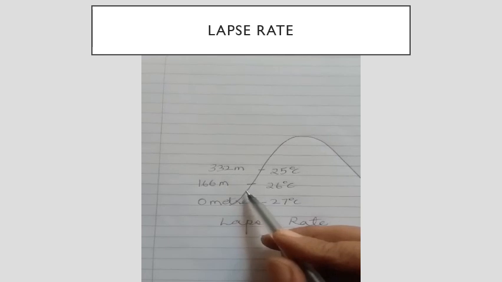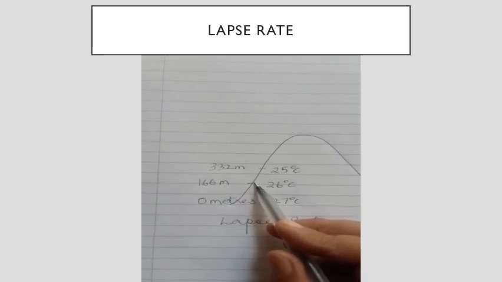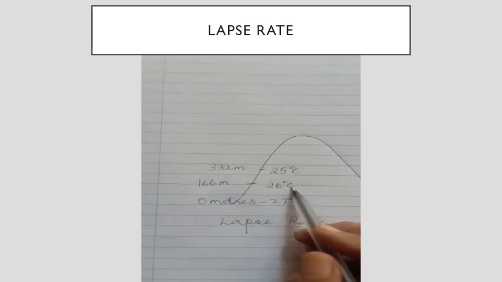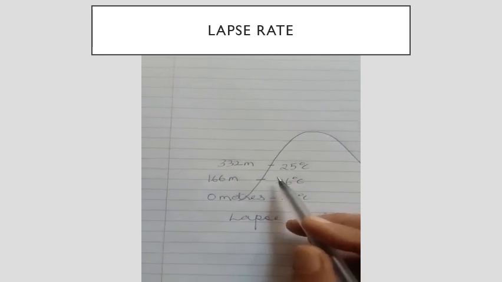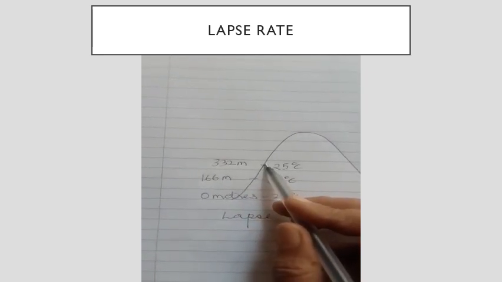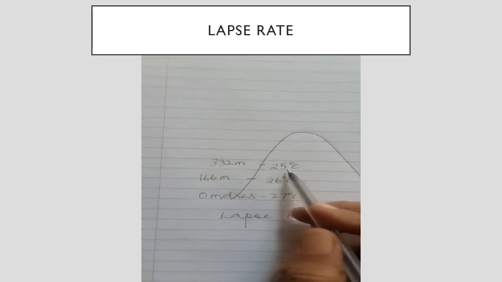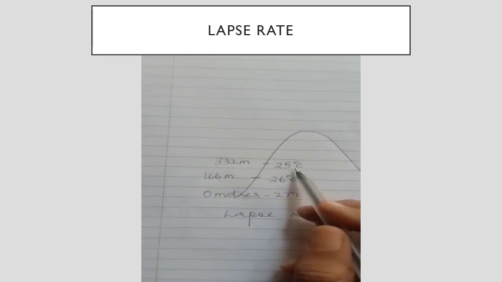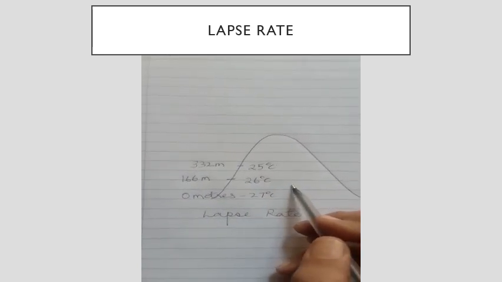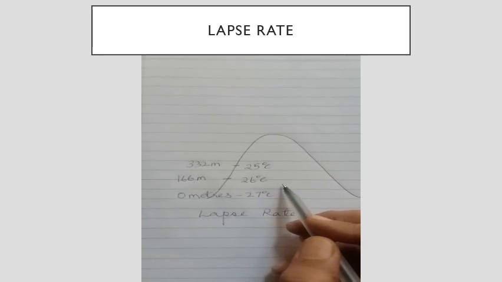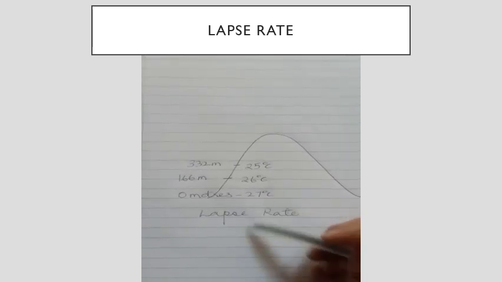So when the altitude increases by 166 meters, the temperature falls to 26 degrees centigrade. Further, with the increase in height at 332 meters, the temperature falls to 25 degrees centigrade. So this is lapse rate, fall in temperature with the increase in height.